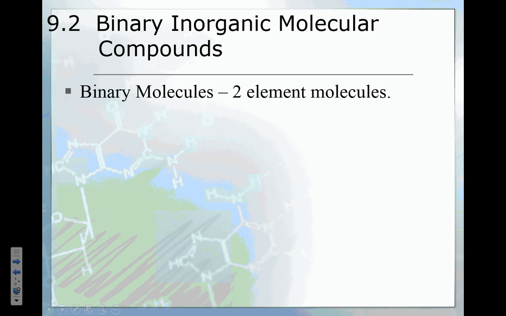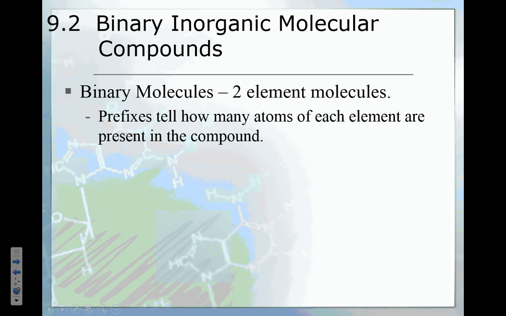That would be a binary molecule. And our prefixes are going to basically tell us exactly how many atoms of each element are present in the compound. We didn't do this with ionic compounds. We didn't say in sodium chloride how many sodiums and how many chlorides, because how many you had is driven by charge, which is something that can be figured out.